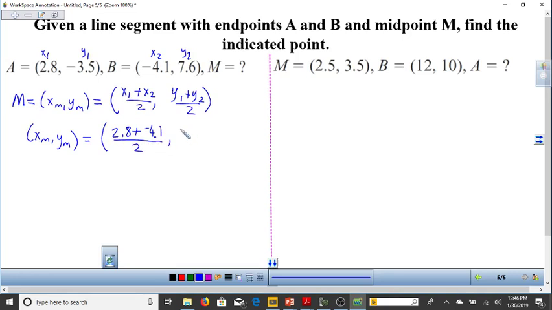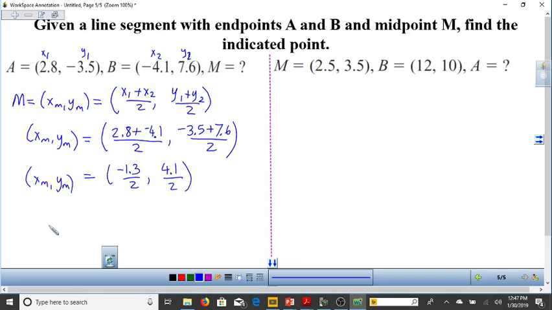And y1 is negative 3.5 and y2 is 7.6. So we add those and then divide by 2. And it is that simple. So let's add negative 2.8 plus negative 4.1, and that will give us negative 1.3, which we will then divide by 2. And negative 3.5 plus 7.6, that will give us positive 4.1, which we will also divide by 2.